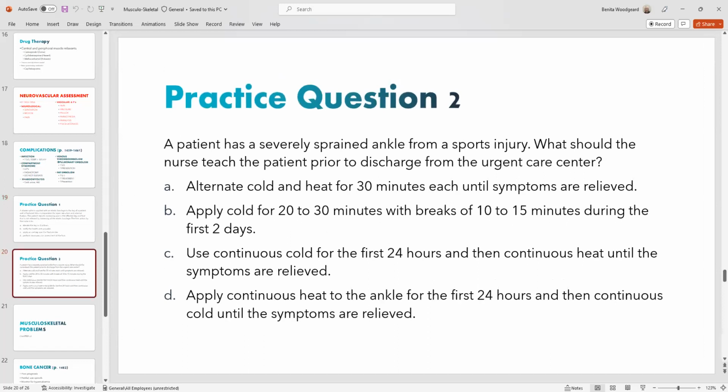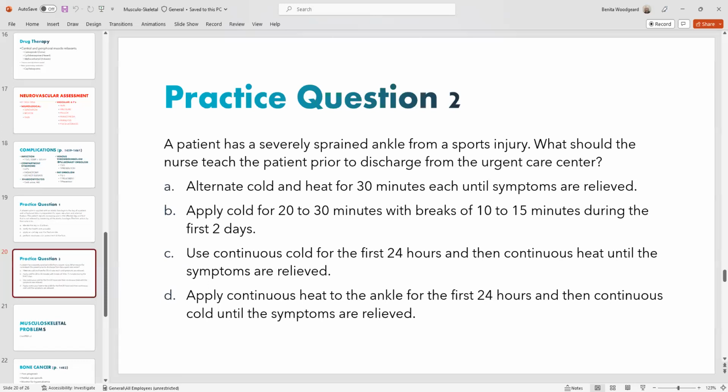Okay. A patient has a severely sprained ankle from a sports injury. What should the nurse teach the patient prior to discharge from the urgent care center? A, apply cold and heat for 30 minutes until symptoms are relieved. B, apply cold for 20 to 30 minutes with breaks of 10 to 15 minutes during the first 2 days. C, use continuous cold for the first 24 hours and continuous heat until the symptoms are relieved. Or D, apply continuous heat to the ankle for the first 24 hours and continuous cold.